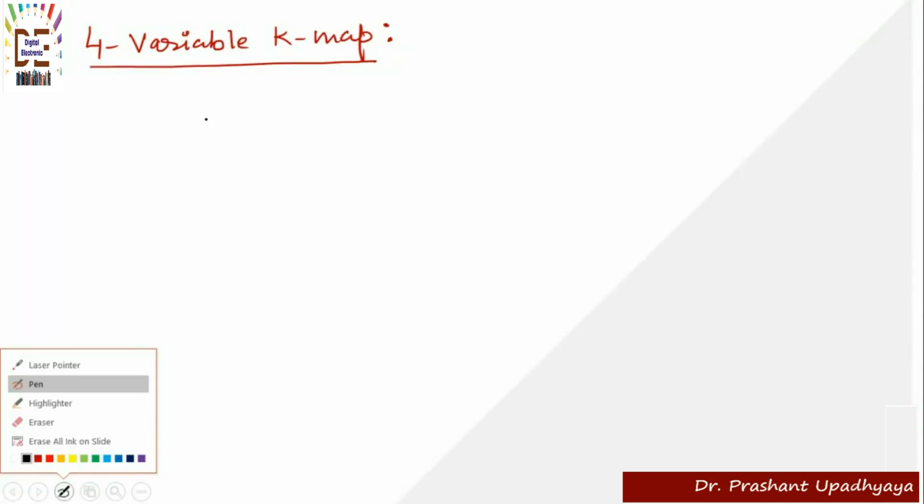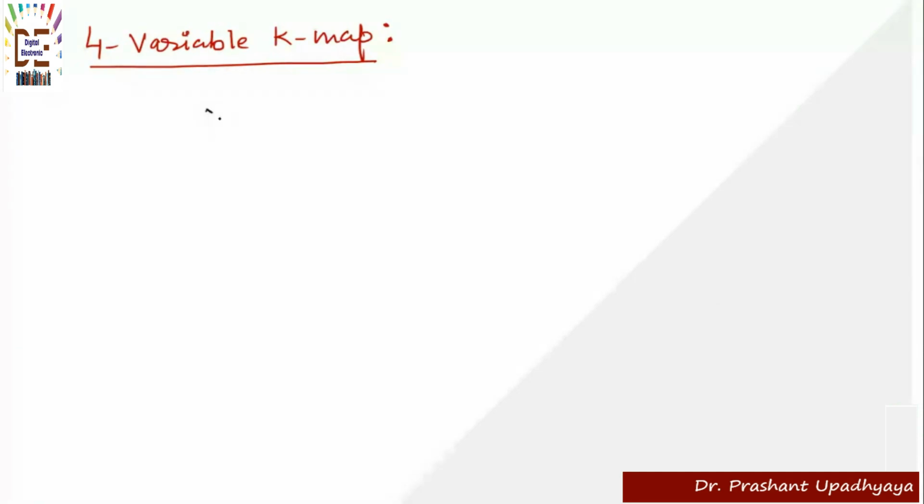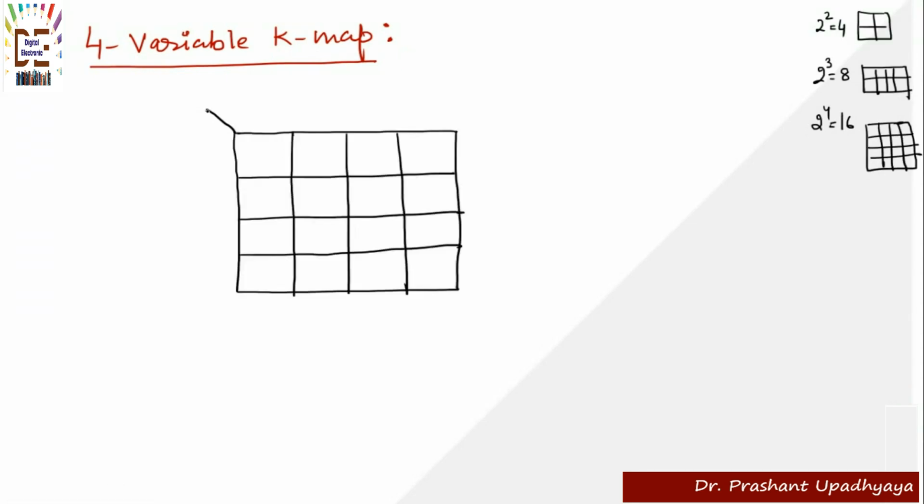In the 2 variable map, how many blocks did we get? We got 2 raised to power 2, which is 4 blocks. For 3 variables, 2 raised to power 3, we got 8 blocks. Now for 4 variables, 2 raised to power 4, what is 2 raised to power 4? 16. So I will have 16 blocks. We have to draw 16 blocks first, and then write the numbering.